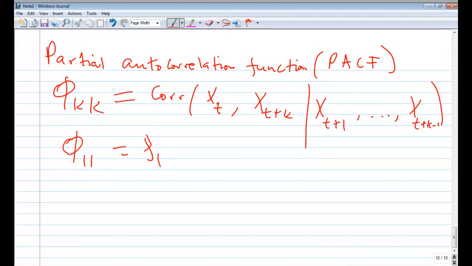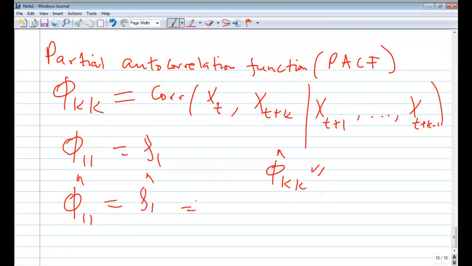Are we together? And again, if you want to deal with the sample partial autocorrelation function, it is denoted by phi kk hat. That is the sample partial autocorrelation function. It's defined by this one. However, if you want to calculate the sample partial autocorrelation function at lag 1, this phi 11 now becomes phi 11 hat, which is the same as rho 1 hat. So this is the sample partial autocorrelation function.